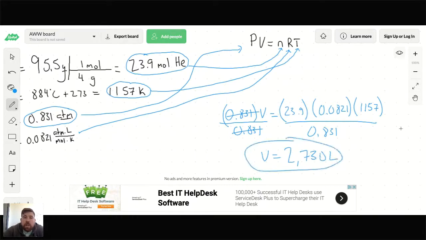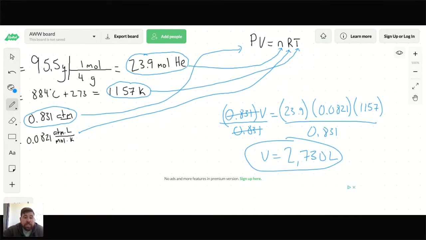It's a massive volume. In order to have a helium sample with this pressure, moles, and so on. Awesome. That's our first half of Unit 3. Unit 3 is kind of a crazy one.